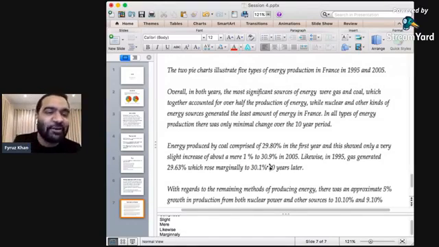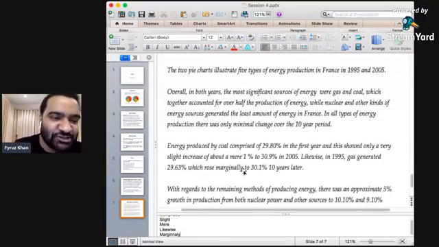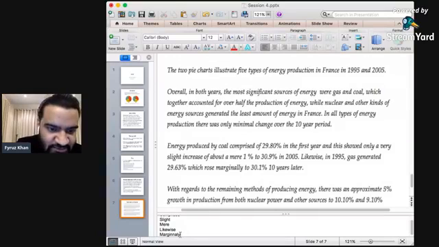Only by a few margins. Like, from 29.63%, it increased marginally to just 30.1%. The difference was not so much. So slight, mere, marginally, it all means the same. So keep that in mind, right?